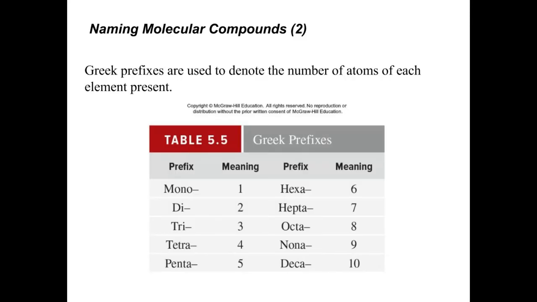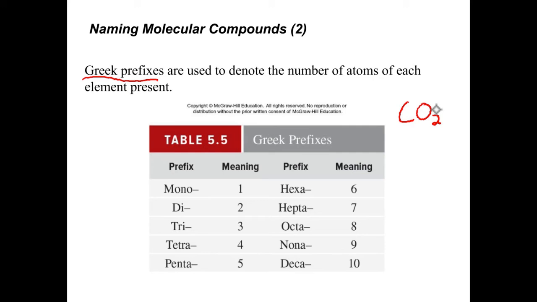But what's different about naming molecular compounds is we use a different numbering system. Here we're going to use Greek prefixes. This is how we denote the number of atoms of each element. So let's use an example we know pretty well. So CO2.